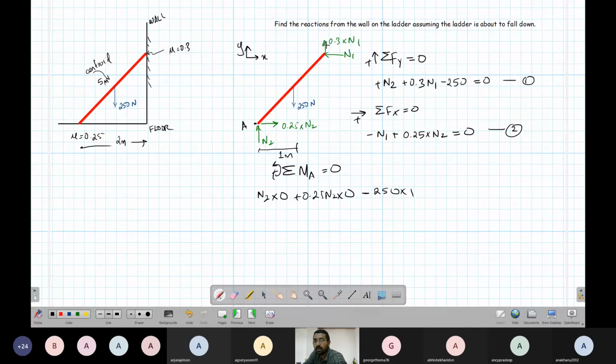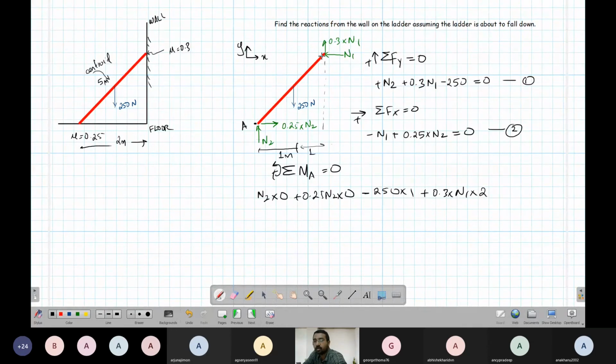Then this force is trying to rotate in the anticlockwise direction. What is this distance? This is the perpendicular distance, again 1 meter, so the total is 2 meters. Force into perpendicular distance, trying to rotate anticlockwise, so that is plus 0.3 times N1 times 2 meters.